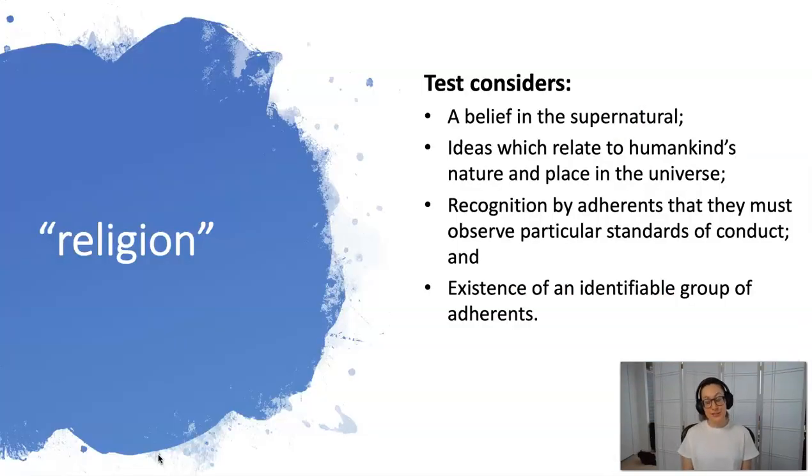Of the characteristics protected by the state legislation, the most complex one is religion, and what constitutes a religion. And religion has been held to constitute a belief in the supernatural, ideas which relate to humankind's nature and place in the universe. The test for religion also looks at whether the adherents, the people, adhere to particular standards of conduct, and that there is an actual identifiable group of adherents to that religion.